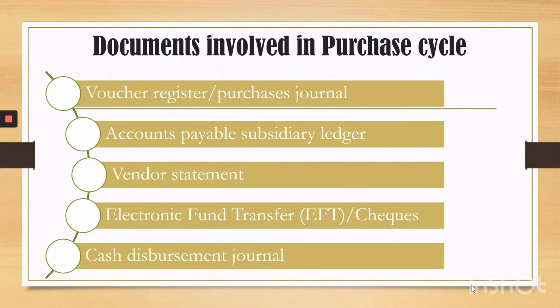The next document is the purchase journal. This document includes vendor name, date, amount, and account classification. And the voucher register is used to record the vouchers of the goods and services. The accounts payable subsidiary ledger is an accounting ledger that shows the transaction history and amounts owed to each supplier and vendor.